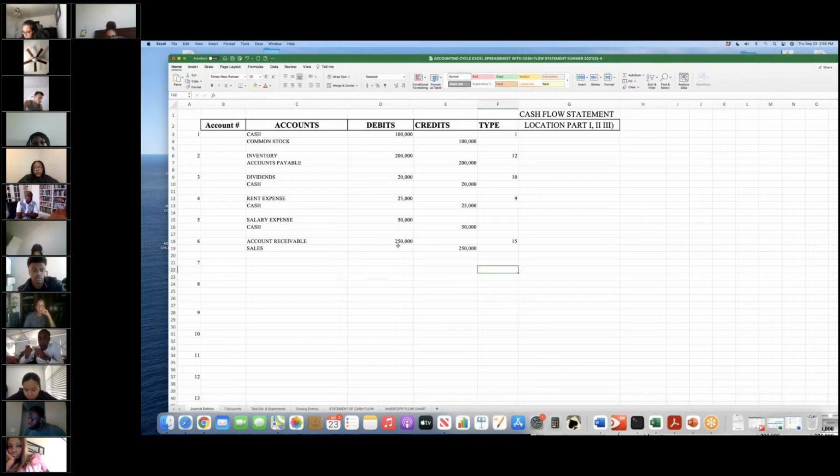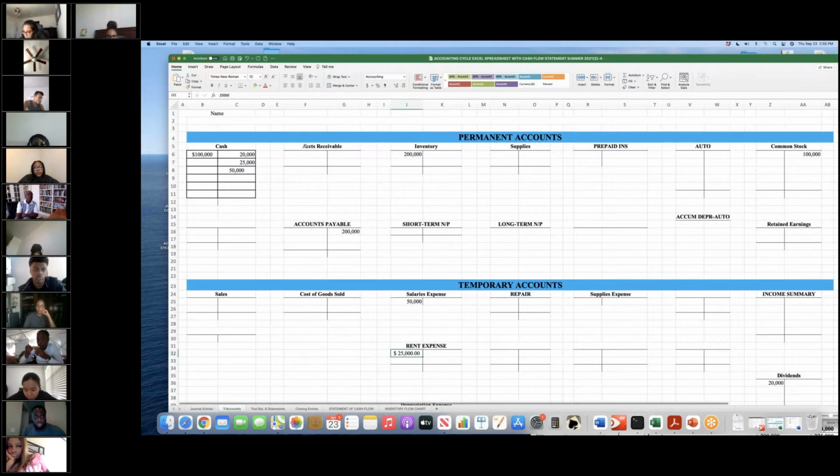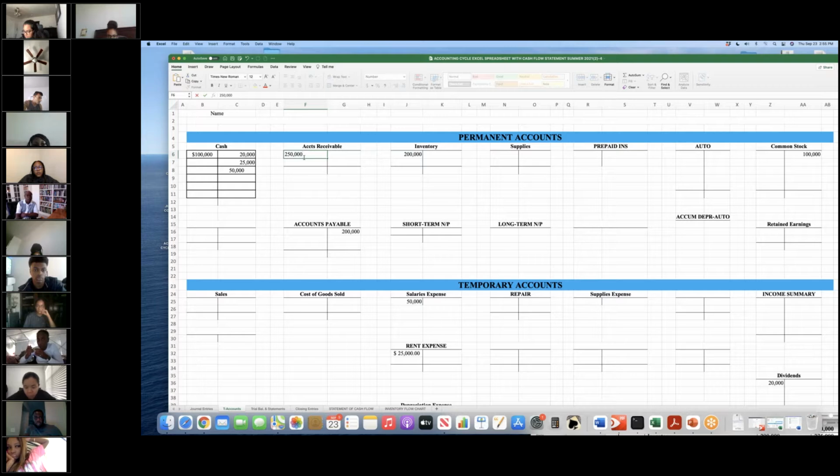So once we debit accounts receivable and credit sales, what are we going to do? We're going to go to the T accounts, debit the receivable $250,000, and credit sales $250,000.